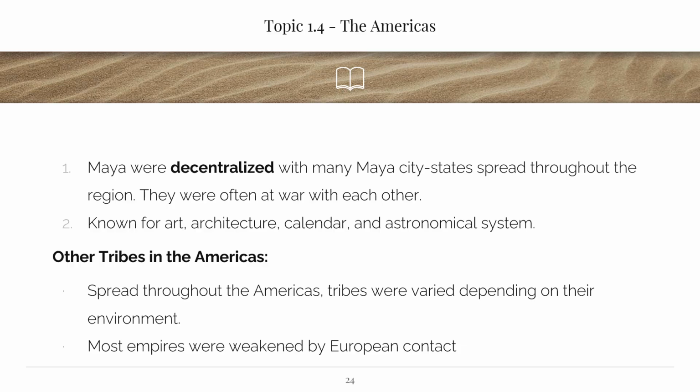The Maya, before we had the Aztec, were decentralized with city states that spread throughout the region. They were often at war with one another, and they were known for their art, architecture, their calendar, of course, and their astronomical system. Other tribes were spread kind of sporadically throughout the Americas. They varied depending on their environment. Most of the empires are later on going to be weakened significantly by European contact.